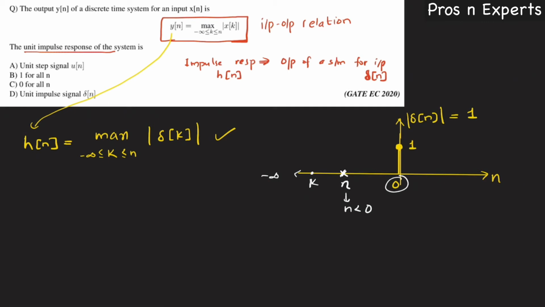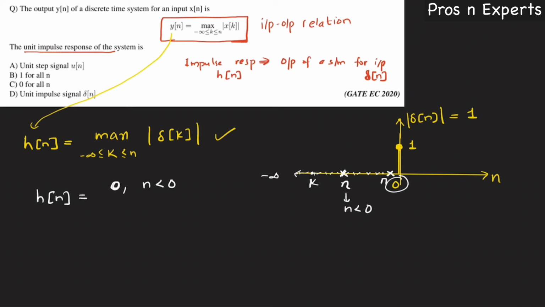So I can write h of n is equal to 0 for n less than 0. I can take this n anywhere less than 0. Suppose I shift this n to somewhere here, then k will also be somewhere here, anywhere on this axis less than n. Still del of n is not coming in this interval, so h of n will be equal to 0 for n less than 0.